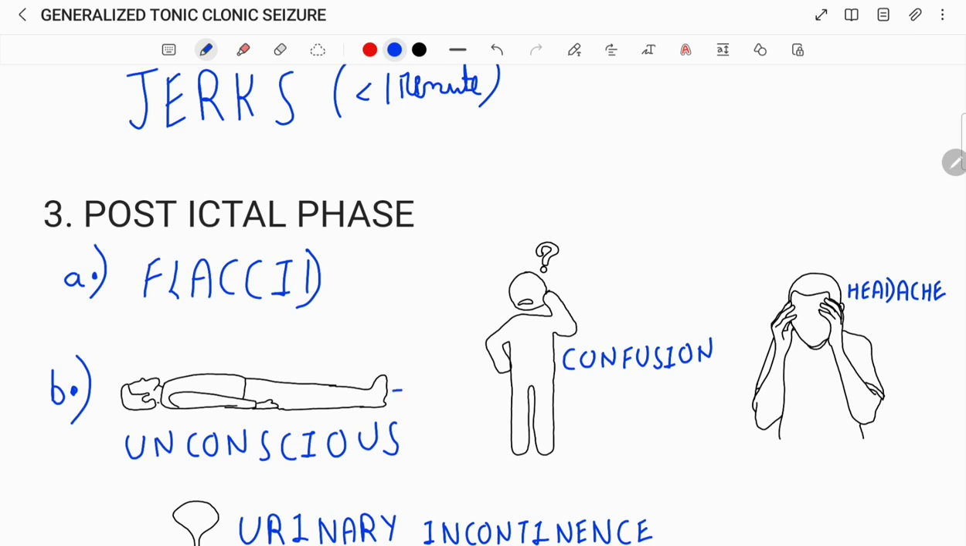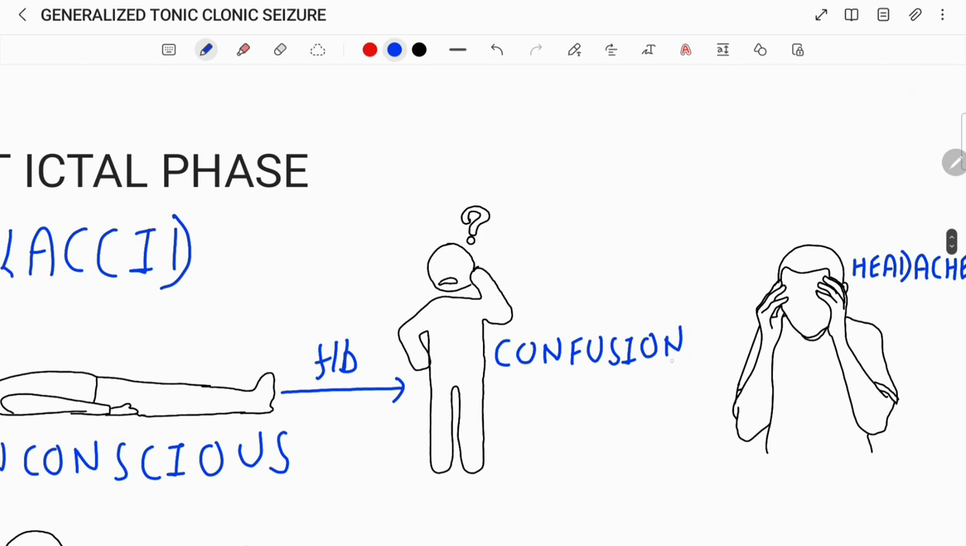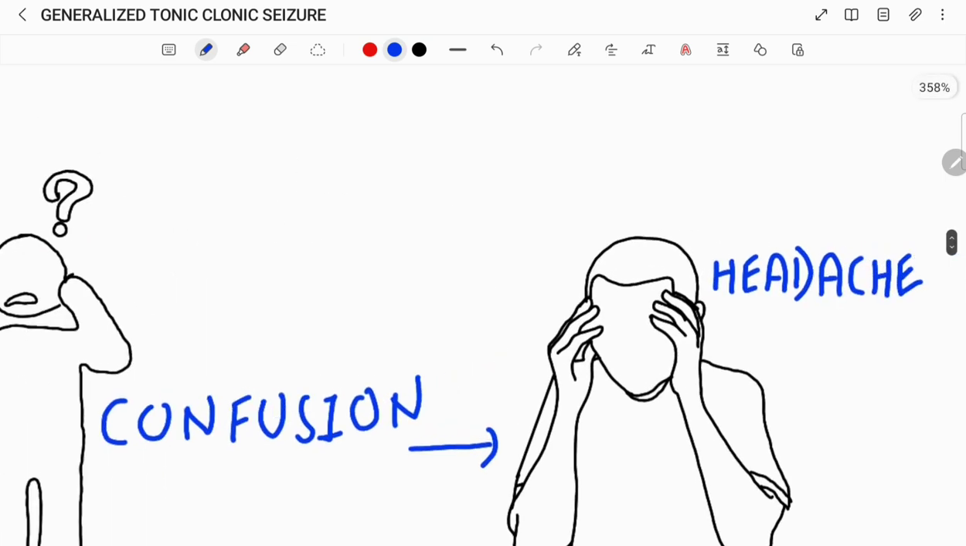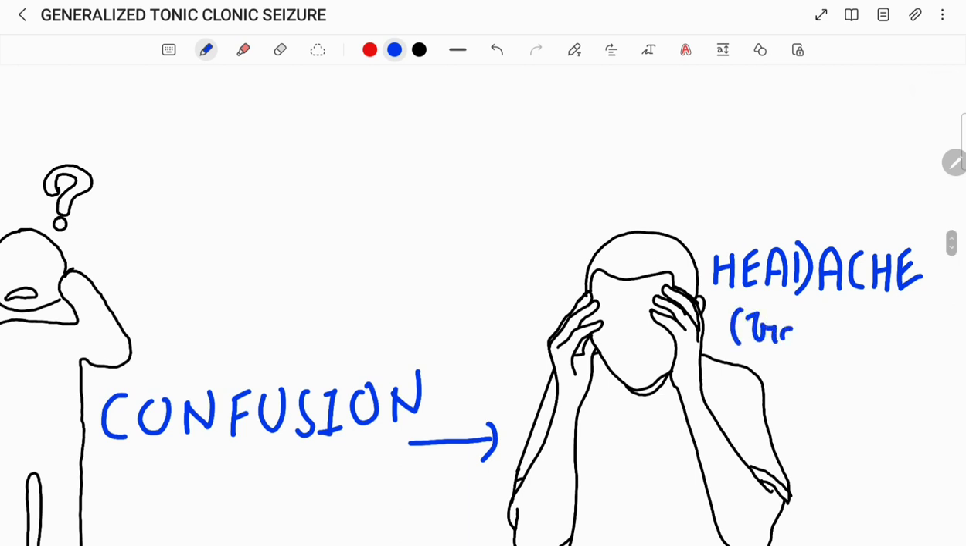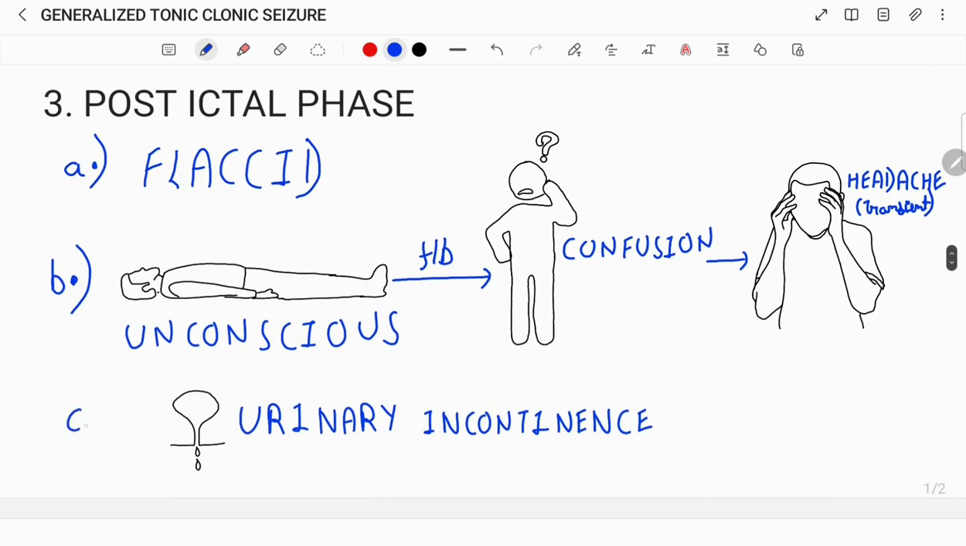Once they regain consciousness, they are confused. And then slowly, when things start to resolve, they experience a headache for some period of time. Apart from this, also during the post-ictal phase, the patient experiences urinary incontinence. So these are the events which occur during a generalized tonic clonic seizure.